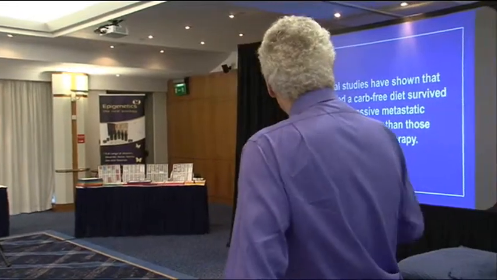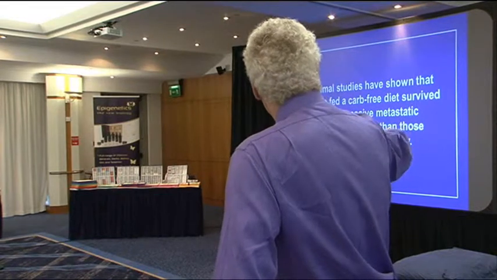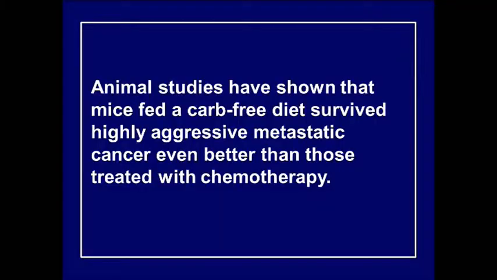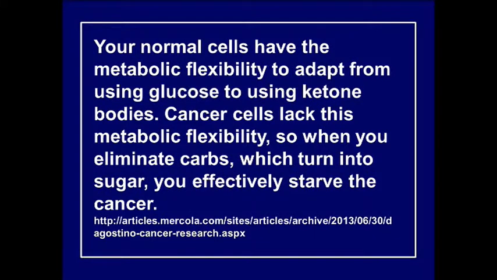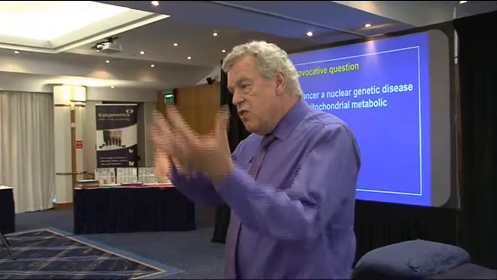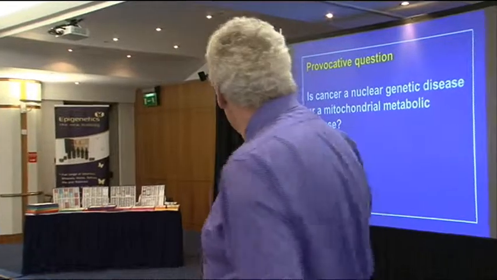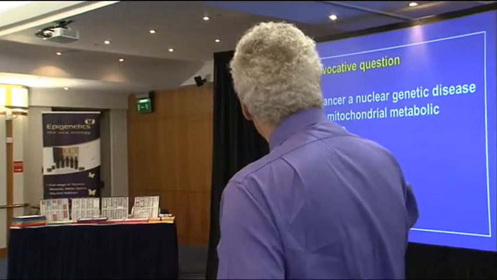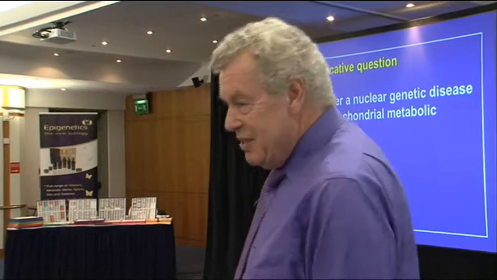Animal studies have shown that mice fed carb-free diets survived highly aggressive metastatic cancers even better than those treated with chemotherapy. Your normal cells have the metabolic flexibility to adapt from using glucose to using ketone bodies. Cancer cells lack this metabolic flexibility, so when you eliminate carbs, which turn into sugar, you effectively starve the cancer. So is cancer, this is a provocative question, a nuclear genetic disease or a mitochondrial metabolic disease? The more natural world is coming round to the latter, and the more orthodox world is still holding on to the genetics. So, big split there.